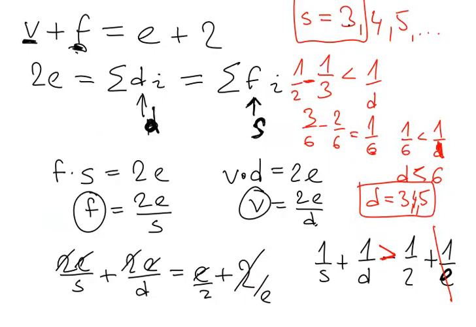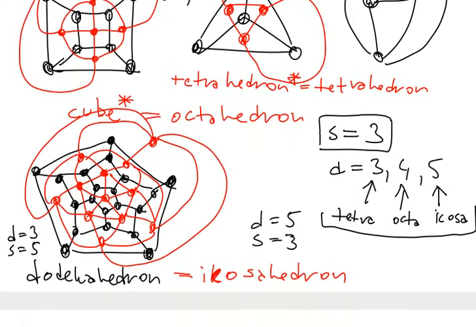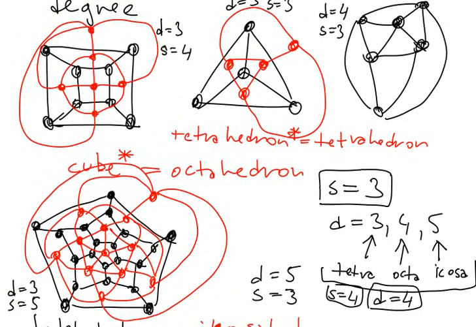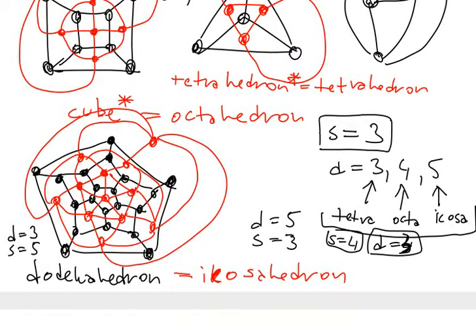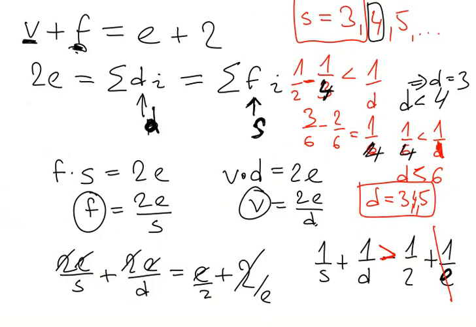And now, using very similar calculations, if s is equal to 4, then we have that this thing here is 1/4. So what we obtain is that 1/d is at most 1/4, meaning that d is more than 4, which says d is equal to 3. So when s is 4, the degree is 3, I wrote it before. So we are in this case of the cube. And of course the last thing is when the sizes of the faces are 5.